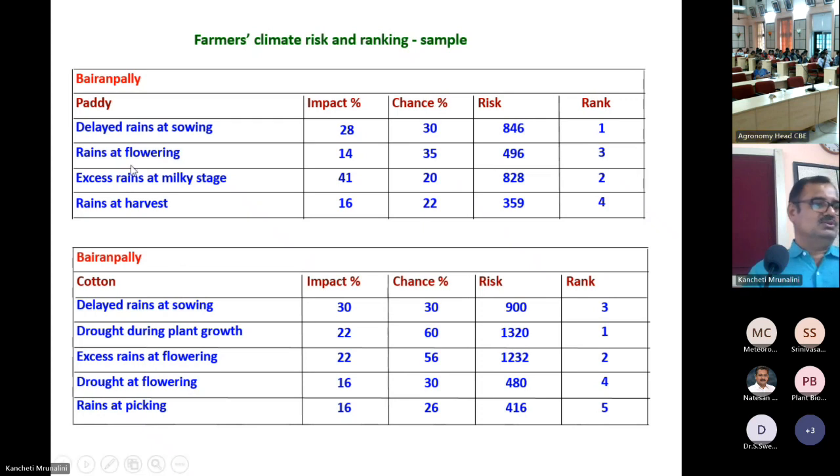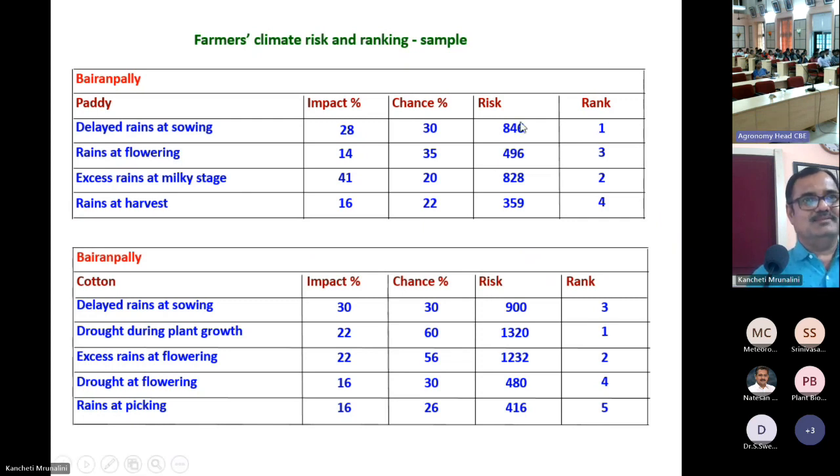So these are the 4 criteria we have selected: delayed rains at sowing, rains at flowering, rains at milky stage, and rains at harvest for the paddy crop, and the impact. If rains are delayed at the time of sowing, that means transplanting in case of rice, the impact, that means the yield reduction, will be 28%. This is the information given by the farmer. And the percentage of occurrence: reduction is 28%, but out of 10 years, almost 3 years farmers are facing this kind of situation. So if you multiply the impact and chance, that gives the risk.